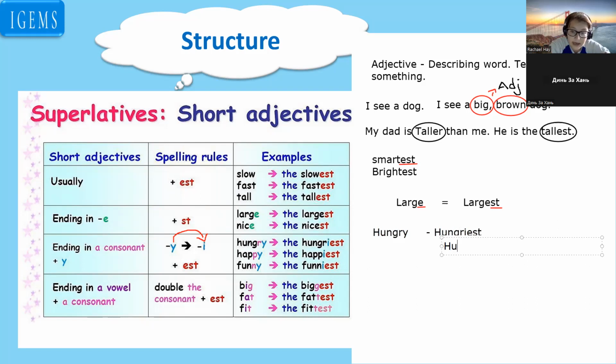This word over here is not right. There is no Y in superlative. Okay. Do you understand? Yes. Okay, good. So a consonant, do you know what a consonant is?